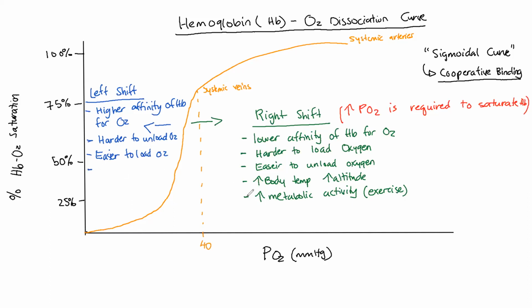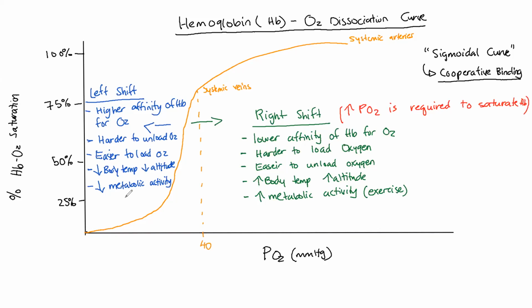And these will be the opposite types of factors. So decreased temperature, all right, decreased altitude, or anything that decreases metabolic activity. Okay. And so basically, again, thinking about the scenario in the opposite direction.